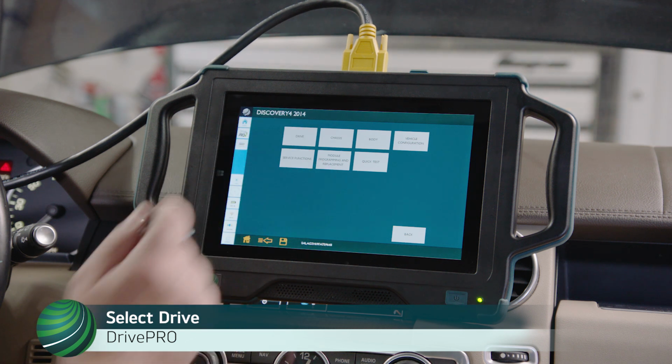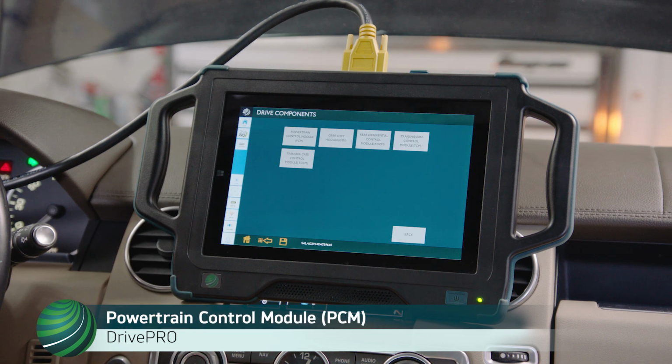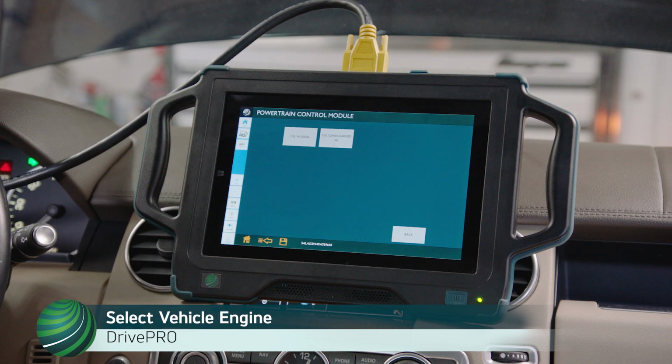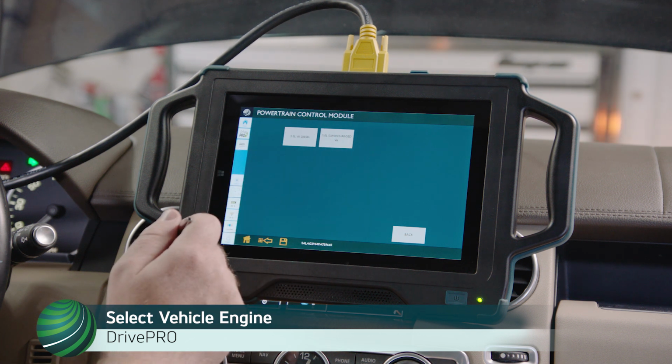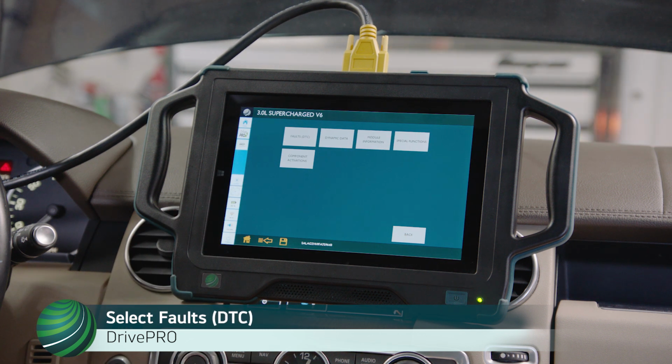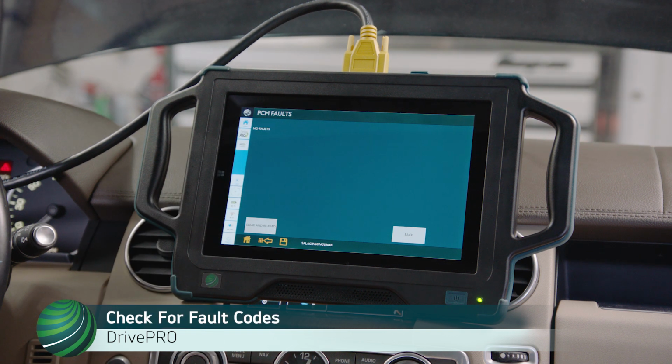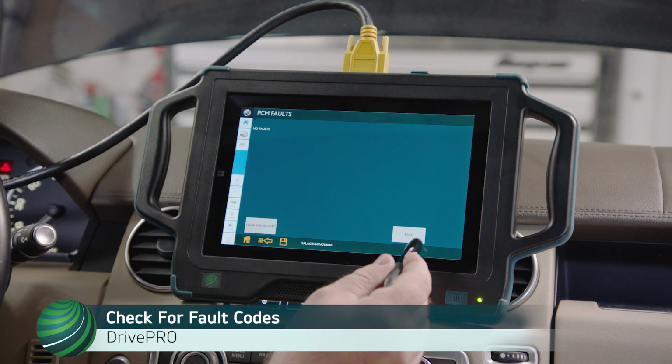Select Drive. Select Powertrain Control Module, PCM. Select the vehicle's engine. In this example, 3-liter supercharged V6 is selected. Select Faults, DTC. Check for fault codes pertaining to fuel pressure. In this example, none are stored. Select Back.